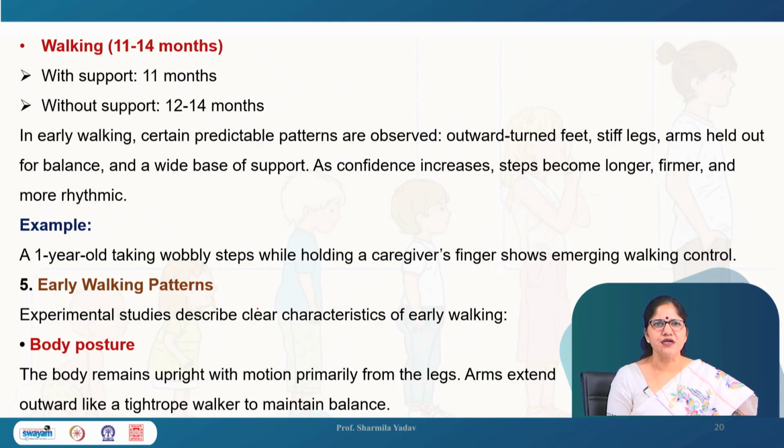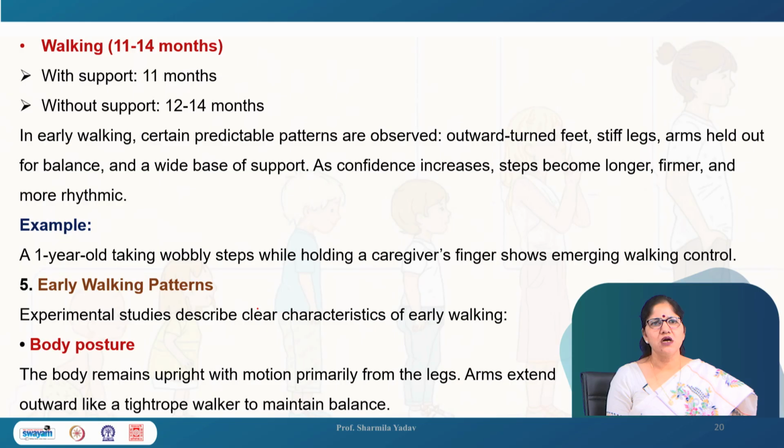In early walking, certain predictable patterns are observed. Outward turned feet, stiff legs, arms held out for balance, and a wide base for support. As confidence increases, steps become longer, firmer, and more rhythmic. For example, a 1-year-old taking wobbly steps while holding a caregiver's finger shows emerging walking control.